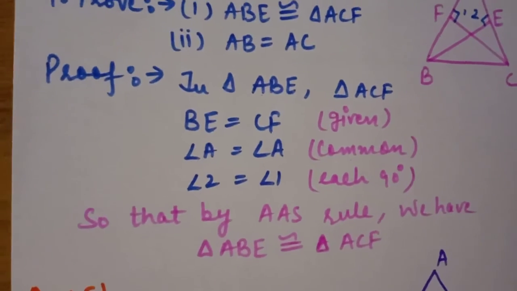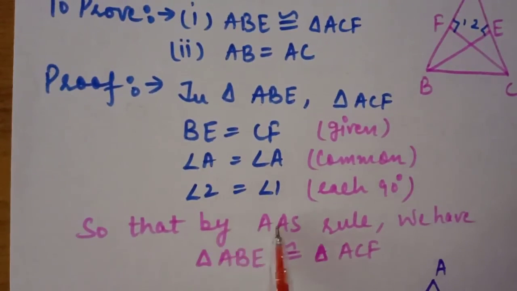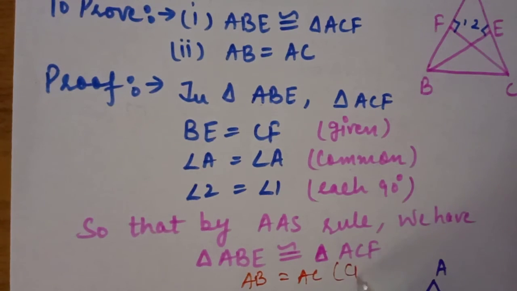So by AAS rule, both triangle ABE and triangle ACF are congruent to each other, and now AB is equal to AC by CPCT. So with this question, today's lecture is finished. Hope you understand all these questions also.